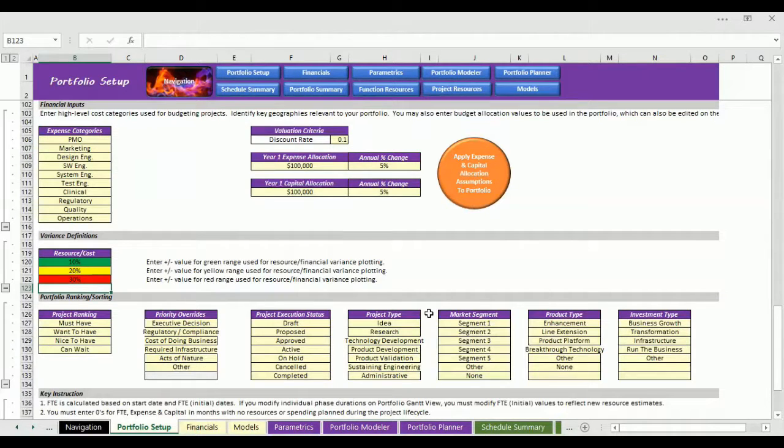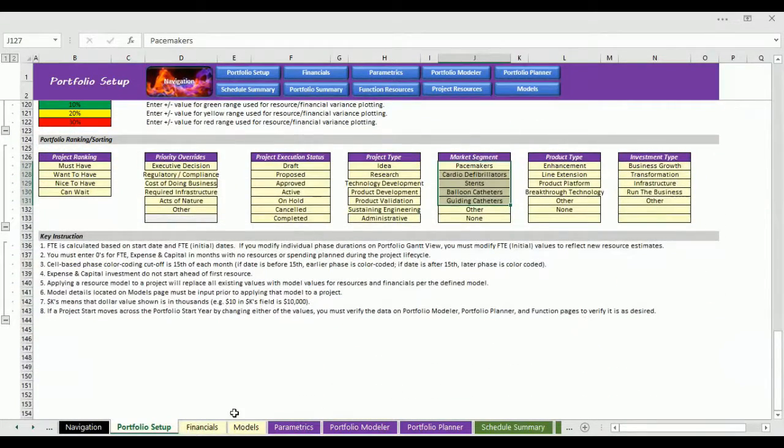Next is market segment. This would be filled in with the markets that are most common to your business. In this case, let's fill in those that would be more medtech oriented. Next, product type, an enhancement, line extension, product platform, or a breakthrough technology. And last, investment type, business growth, transformation, infrastructure, cost of running the business.